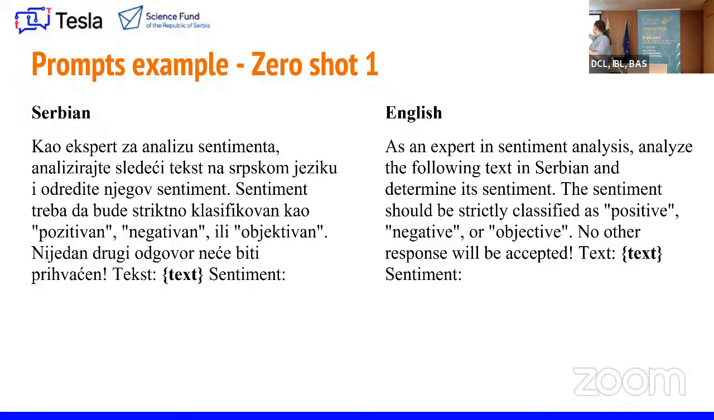So in English, we say: as an expert of sentiment analysis, that is the role, analyze the following text in Serbian and determine its sentiment, that is the task. The sentiment should be classified strictly as positive, negative, or objective, that is the output. No other response will be accepted, that is the constraint. Then it goes text, and where it says text, the text or sentence will be inserted. And then it gives sentiment to proceed with the sentiment.